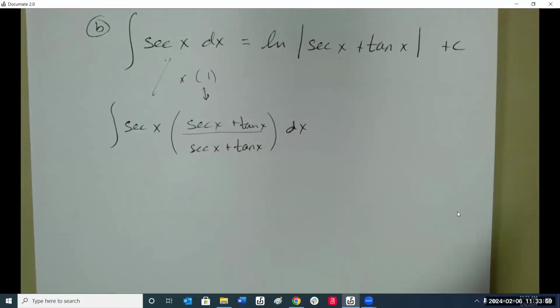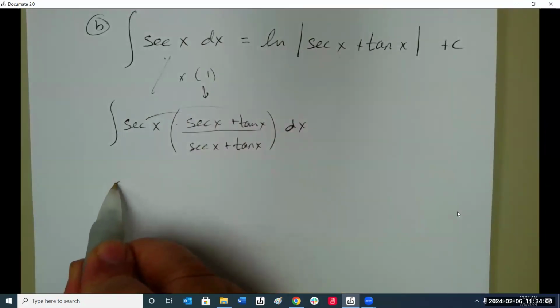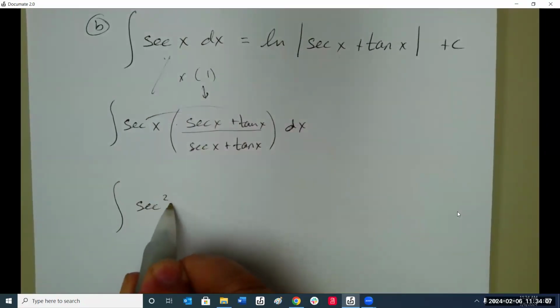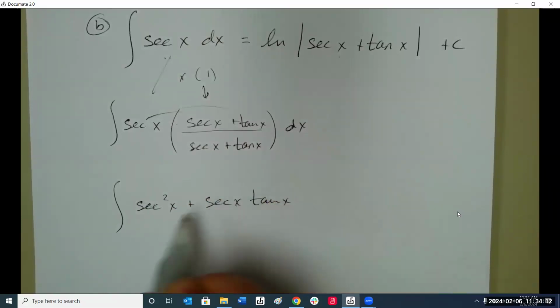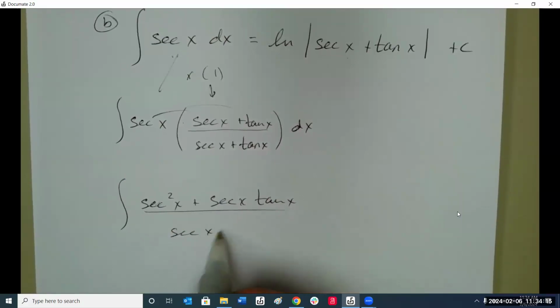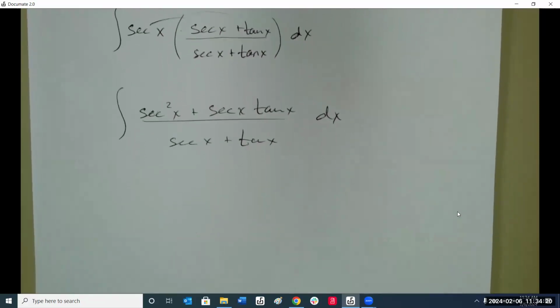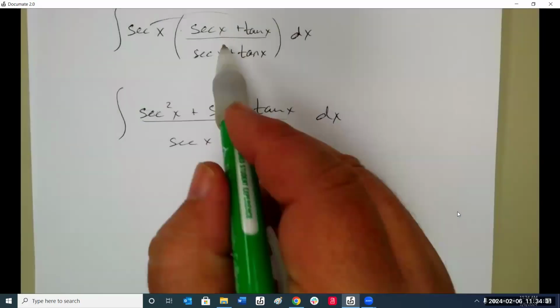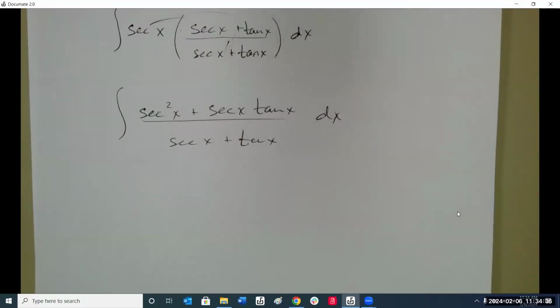Now we go back and do all this stuff. So we have secant squared x plus secant x tangent x, all over secant x plus tangent x. And then secant x tangent x cancel out. So you're left with the integral of secant. Well, no, all you're doing there is just canceling what you just put in there. No, oh yeah, never mind, you don't want to do that.